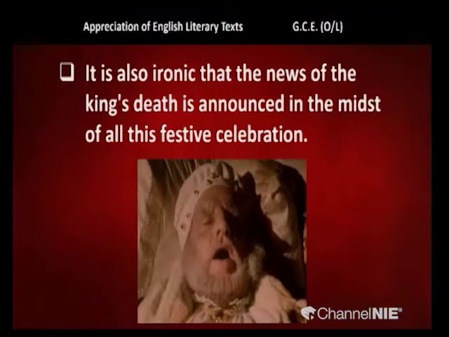It is also ironic that the news of the king's death is announced in the midst of all this festive celebration. So, you can see in the picture the last moment of the king, Henry VIII. He is dying. So, in the next video clip, you can see how the death of the king is announced.